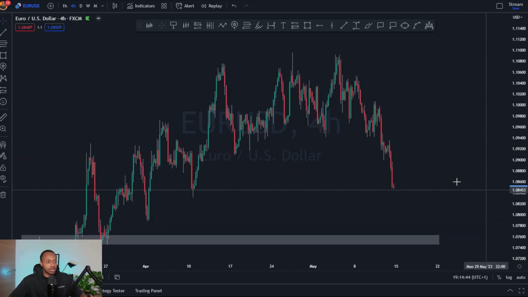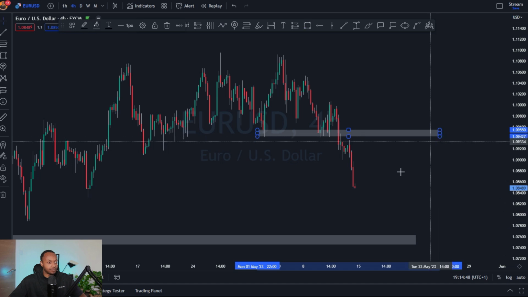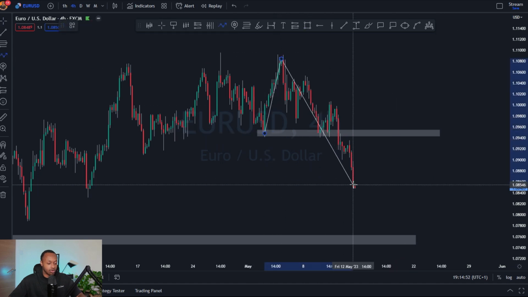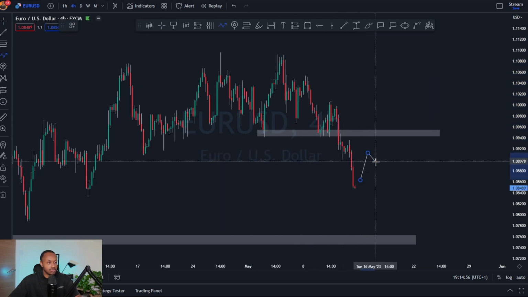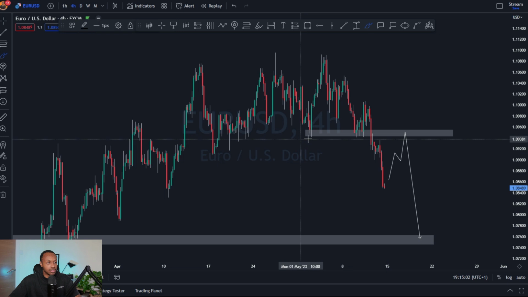So now I'm just looking at a pullback, a really nice area of interest here. This is a prior low here. Gave us a really nice drive to the upside, and then obviously since then the market has broken through. So simply I'm looking at a correction to the upside, retest that area around 1.094. Now I'm looking at continuation to the downside. As you can see, all these lows here on the left.